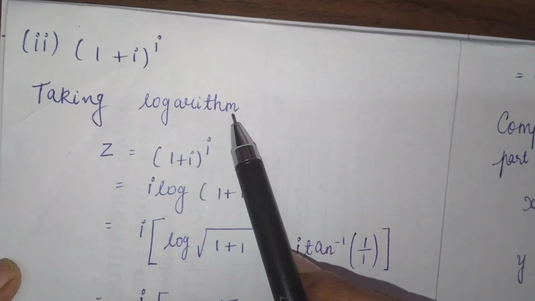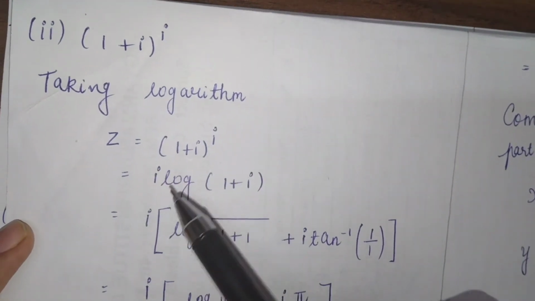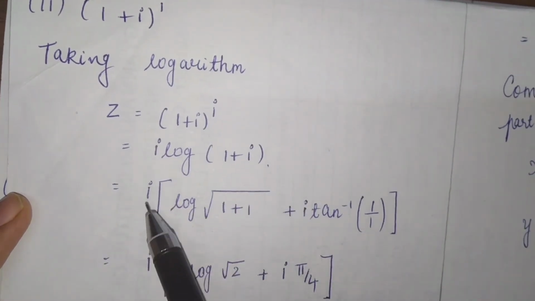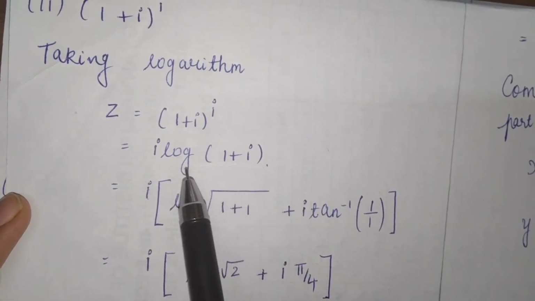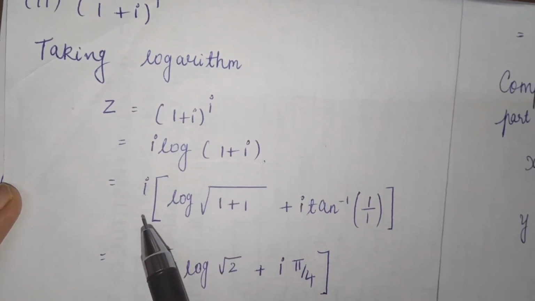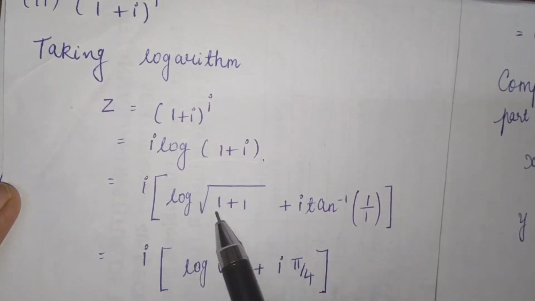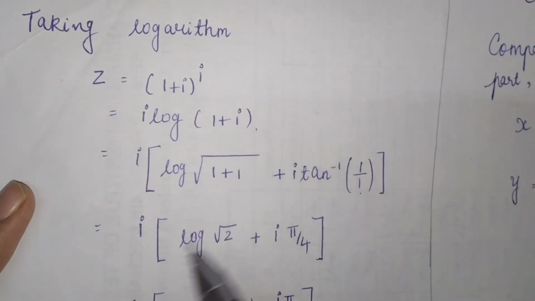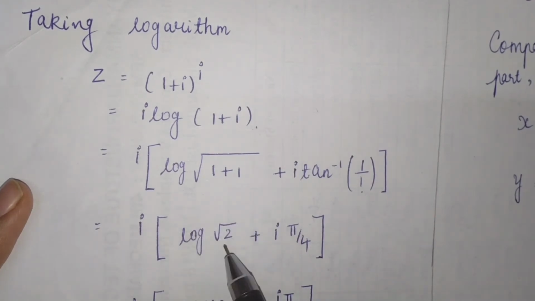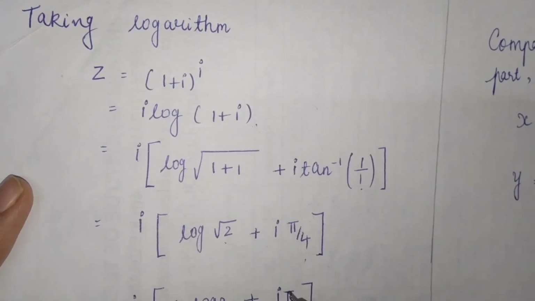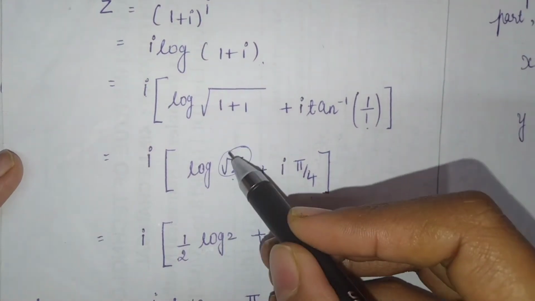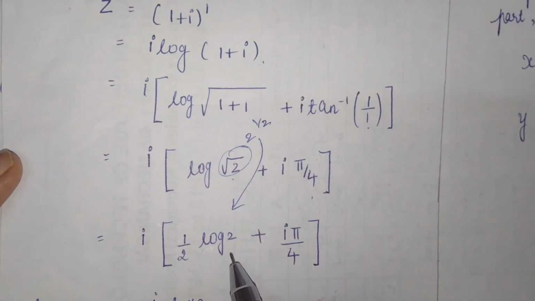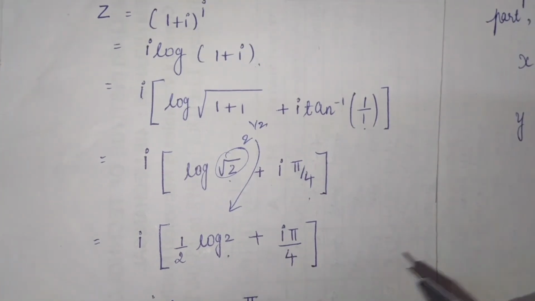Now again we will take the logarithm. Then we will get i log(1 + i). Okay? So again, if we apply the formula of logarithm of a complex number, then we will get i into log of square root of (1 + 1) plus i into tan inverse of 1 by 1. So i into log root 2 plus i pi by 4. That is equivalent to, again, root 2 can be written as 2 raised to 1 by 2. So I can rewrite it as 1 by 2 log 2 plus i pi by 4.